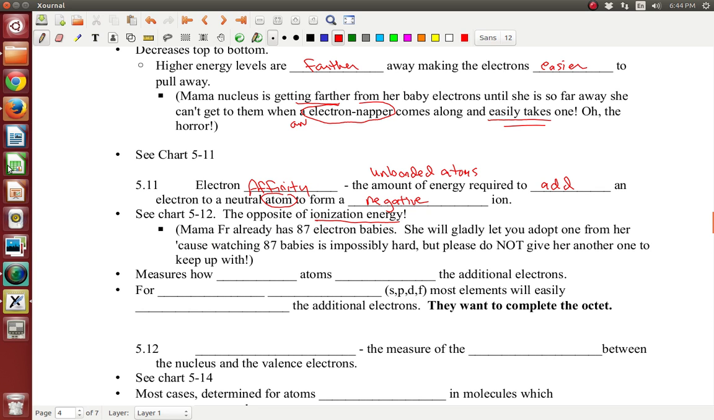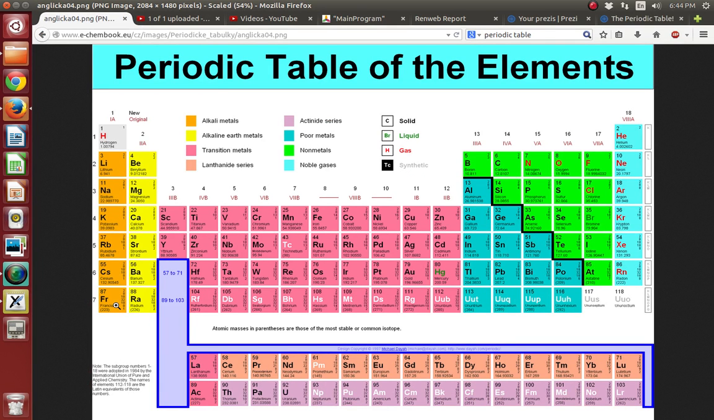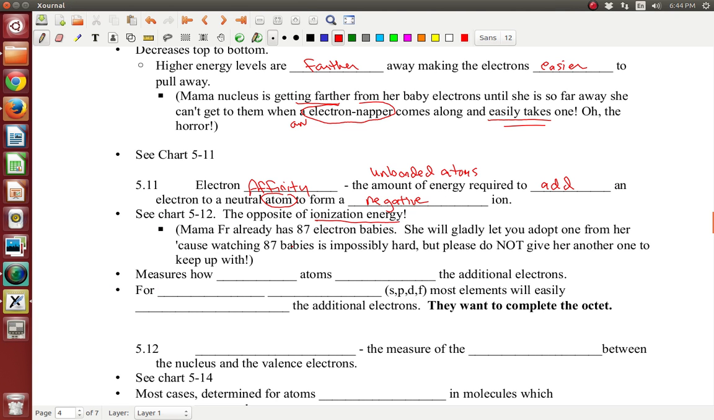So let's look at Mama Francium over here. Mama Francium way down here, 87. Notice that means she has 7 energy levels. So Mama Francium is a very big mama with lots and lots of energy levels, and she has 87 baby electrons. And so that last baby electron, her valence electron, is in energy level 7. Okay, very far from the nucleus. It is super easy to take her babies. She will gladly let you adopt one from her because watching 87 babies is impossibly hard. But please do not give her another one to keep up with.